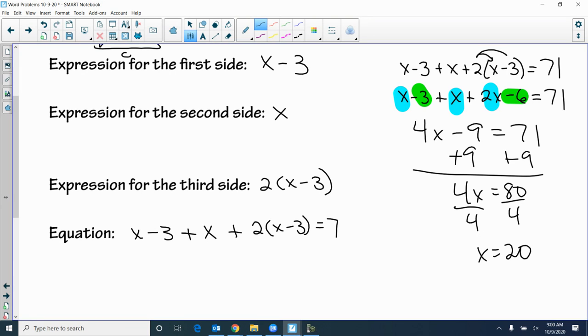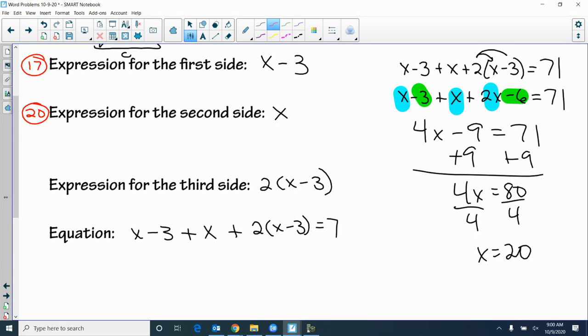Okay, all right, I want you to figure out all the sides. So here's how you go back. We know X is 20, right? So that means that has a length of 20. What's the length of the first side? Well, it's 3 less than, so it's 20 minus 3. 20 minus 3, which is what? 17.